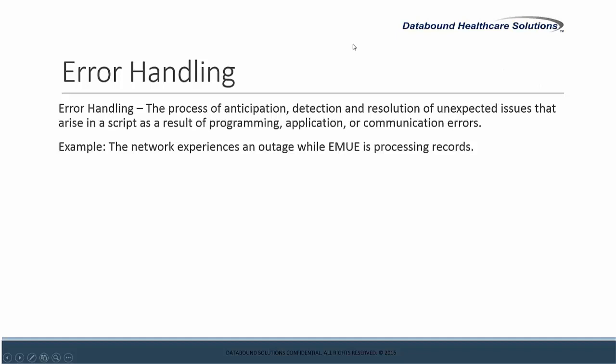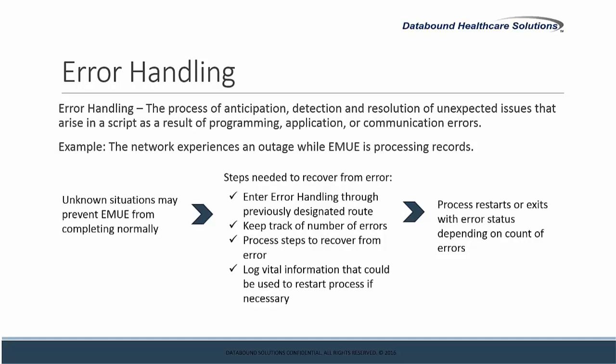So next, let's talk a little bit about error handling. The example here is a network experiences an outage while EMUE is processing records. We would love it if networks never went down, but the reality is that sometimes they go down pretty frequently, maybe towards the end of the day. On the left-hand side, unknown situations may prevent EMUE from completing normally. And process restarts or exits with error status, depending on count of errors, is our end goal.